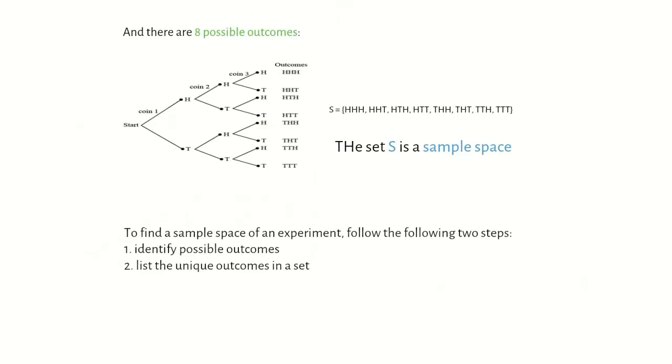To define a sample space for a given experiment, one needs to follow these 2 steps. The first step is to identify all possible outcomes. As we have done here, we identified all the possible 8 outcomes, and then you list them in a set. We have to list all the outcomes in a set, and that set will be the sample space.